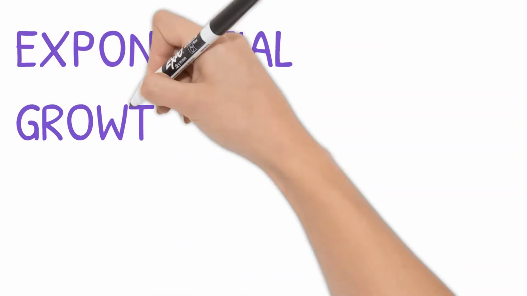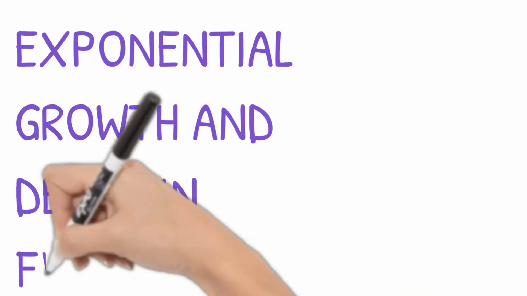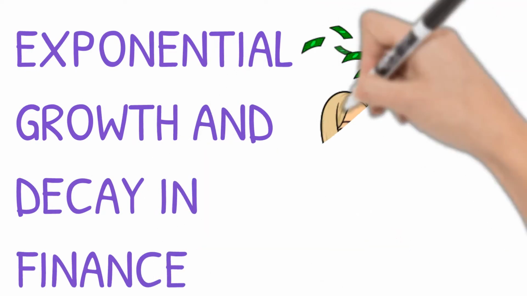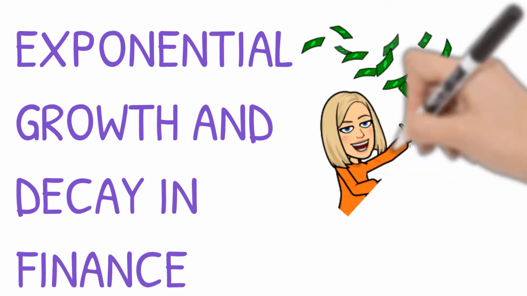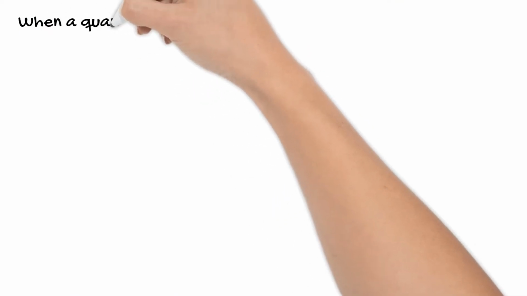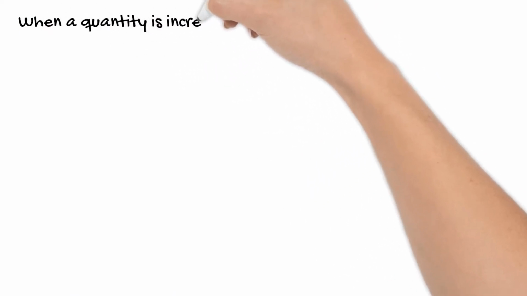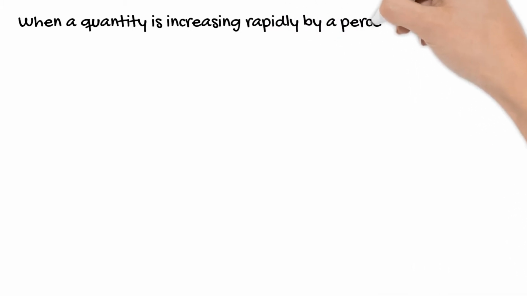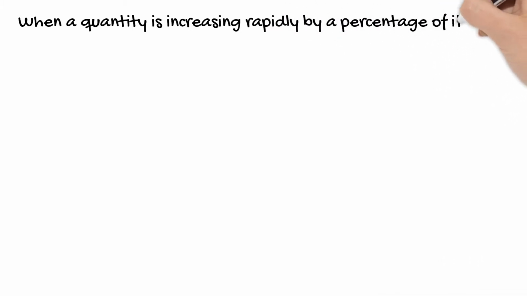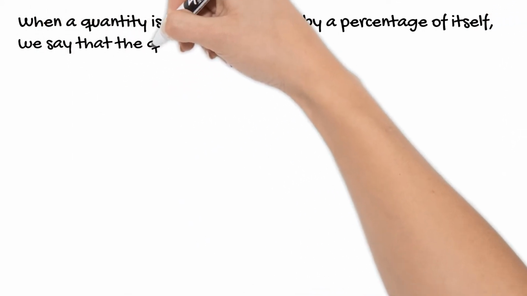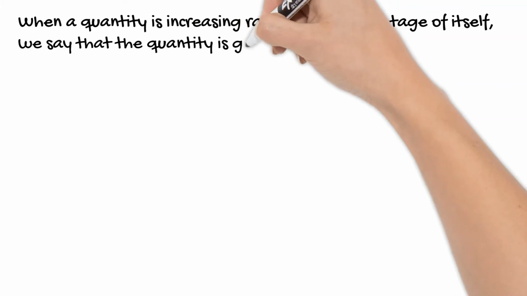Today we're going to have a look at an application of the exponential graph, which is looking at finance. It's a really good example of exponential function in real life. When we've got an amount that's increasing rapidly by a percentage of itself, we say it's growing exponentially. Okay, so there's lots of examples of this, but compound interest and inflation are probably the best long-term examples.